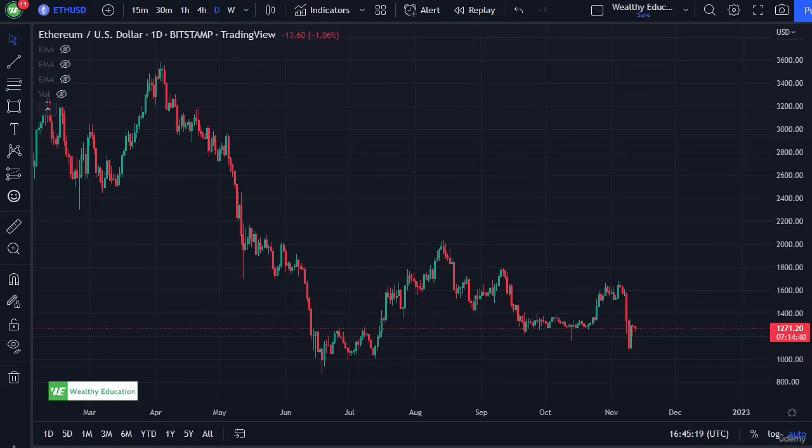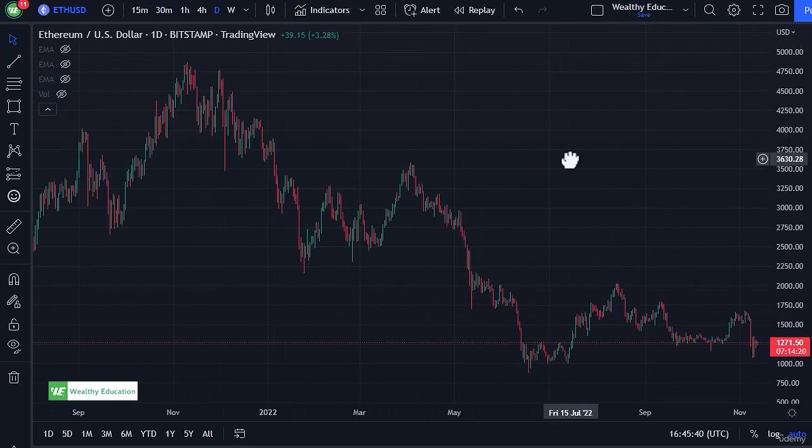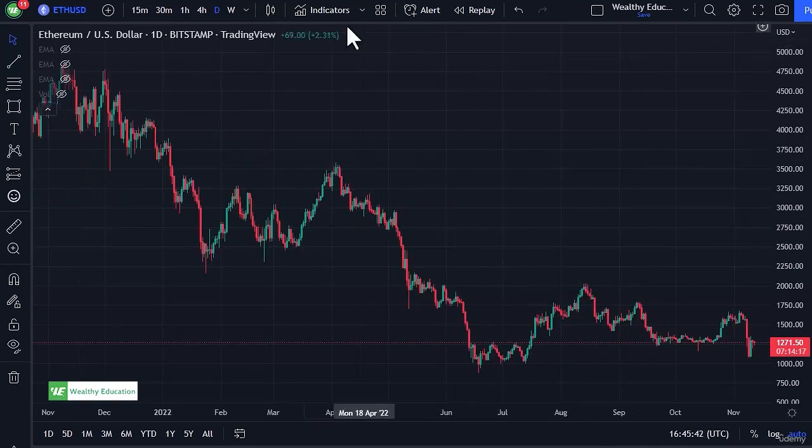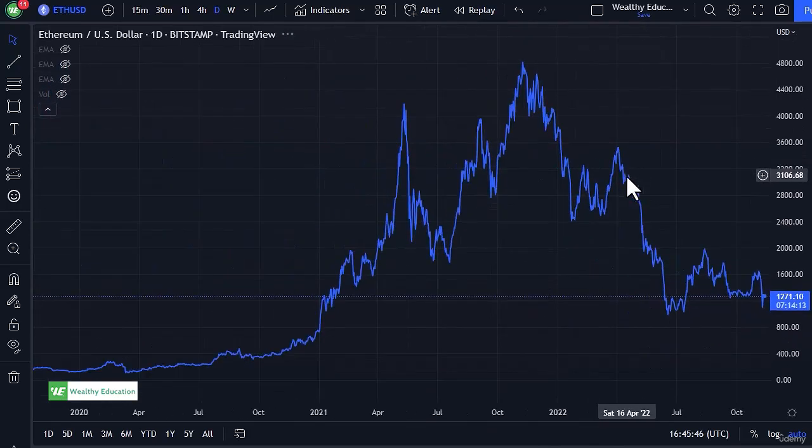As you can see, I've got the chart up, but this is going to be a little bit different video in the sense that it is about psychology. You need to understand that psychology is really what a chart shows. So, for example, I've got this daily chart of Ethereum here, and it could be anything. It doesn't matter. And I'll even simplify it. I'll bring it down to a line chart.